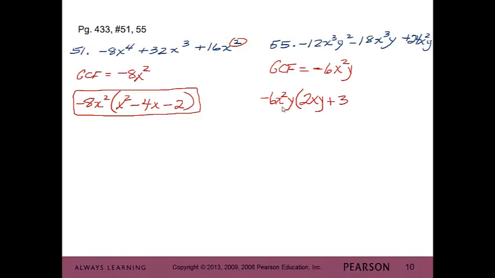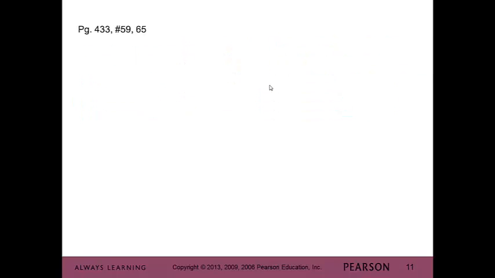X to the 3rd divided by x squared is x. And then my y's divide each other out. And then 24 divided by negative 6 is minus 4 or negative 4. And the x squared y divides out with the x squared y. And this is also factored. Okay, 2 more problems. Let's keep going.